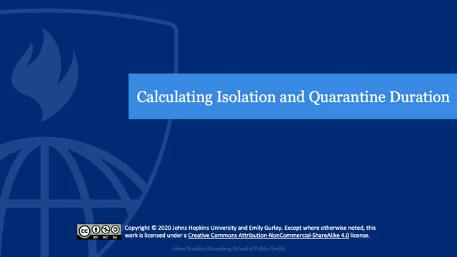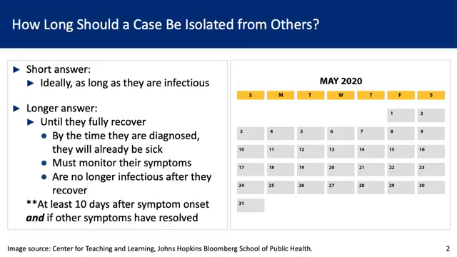As a contact tracer, you'll need to be able to calculate how long a case should isolate and how long a contact should quarantine themselves. It'll be based on your understanding of their infectious period, and it'll be an important component of working with cases and contacts to limit the spread of disease. So let's go through some very practical examples using a calendar to see how this might work.